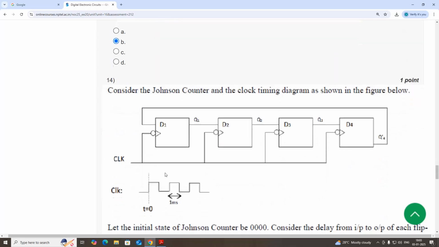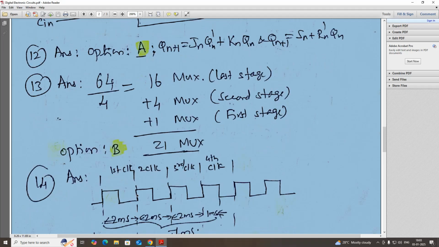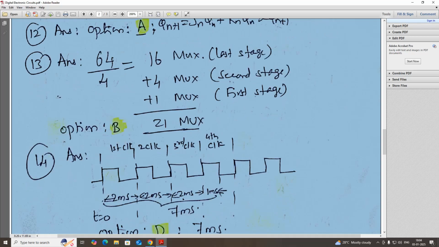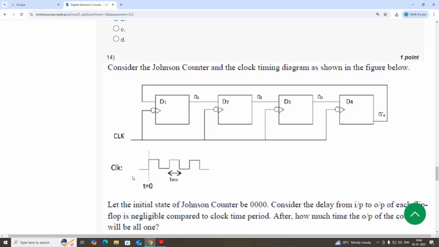14th, this is a Johnson counter. 1 millisecond for T on and another 1 millisecond for T off. So one full clock cycle is 2 milliseconds. There are 4 flip-flops, 1, 2, 3, 4, so we require 4 clock cycles. First clock cycle 2 milliseconds, second 2 milliseconds, third another 2 milliseconds. So 2 plus 2 plus 2 is 6 milliseconds. In the fourth clock cycle, we need only T on, which is 1 millisecond. So total is 7 milliseconds. Option D.